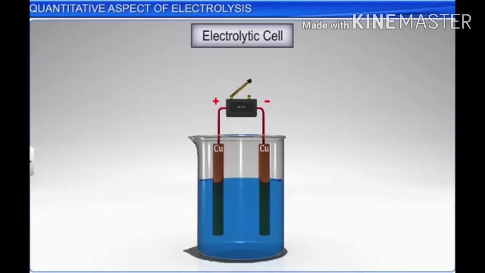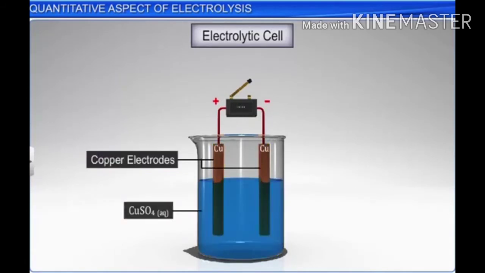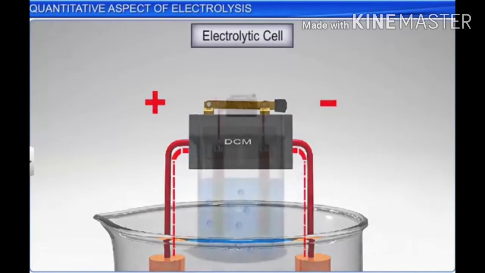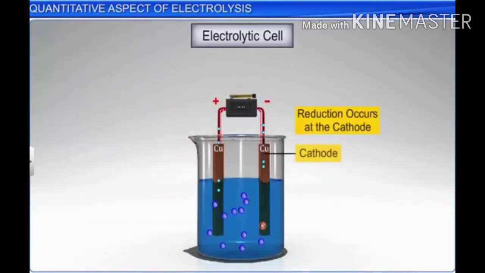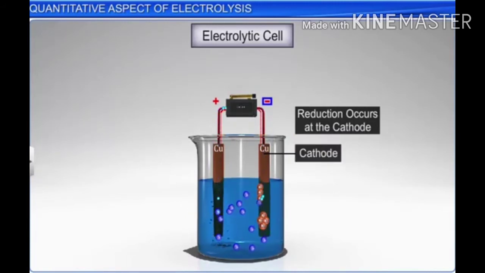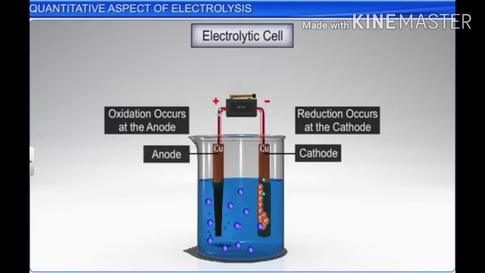As shown in the diagram here, it consists of two copper electrodes immersed in an aqueous copper sulfate solution. The electrodes are connected to a DC power supply. When the power supply is turned on, reduction occurs at the cathode, which is the electrode connected to the negative lead of the power supply. Oxidation occurs at the anode, which is connected to the positive lead of the power supply.